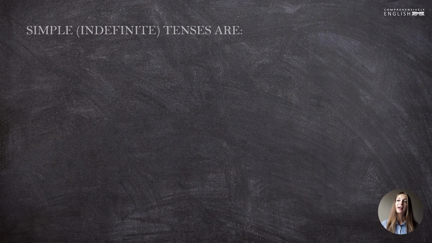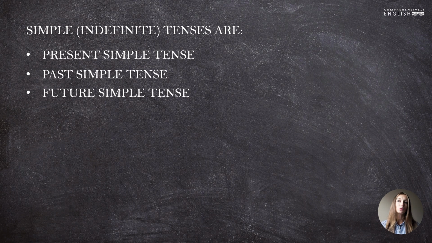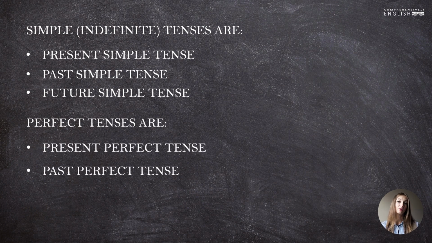So let's begin. As you probably know, we have three simple tenses, or as they are also called, indefinite tenses, and these are present simple tense, past simple tense, and future simple tense. And we have three perfect tenses: present perfect tense, past perfect tense, and future perfect tense.